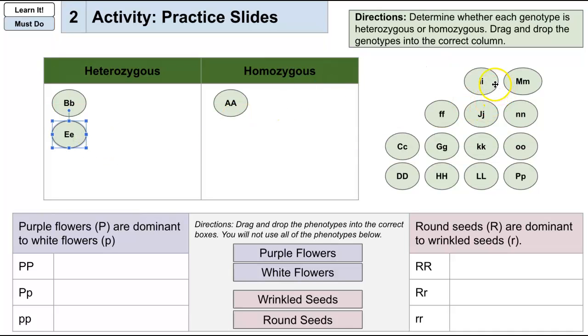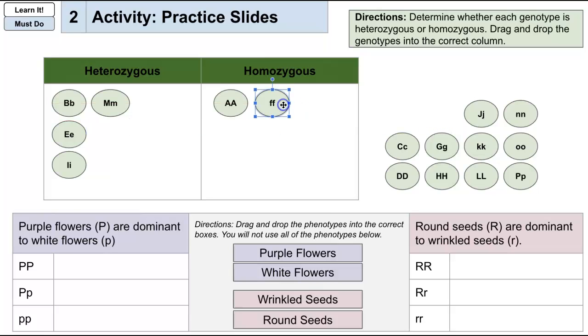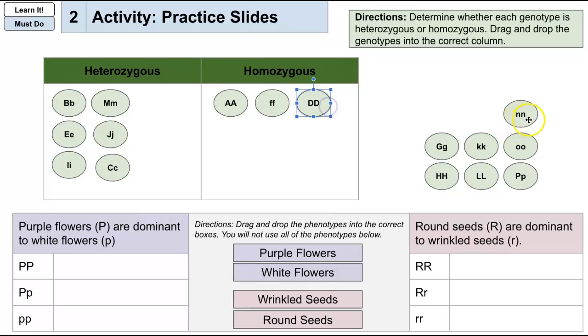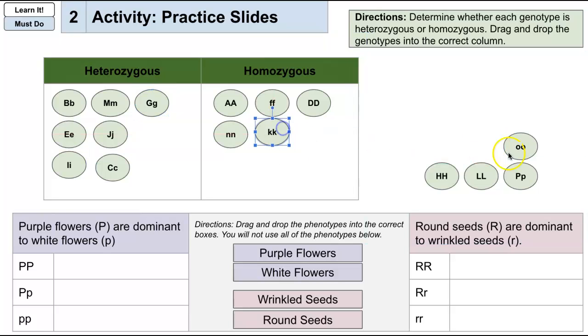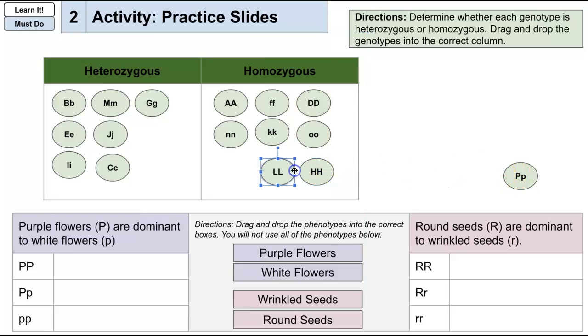Big E, little e is different. Big I, little i is different. Big M, little m is different. Little f is same. Big J, little j is different. Big C, little c is different. Big D is the same. And so on and so forth until I finish all of my genotypes here. Big H is the same, big L, little l is the same, and here we go.